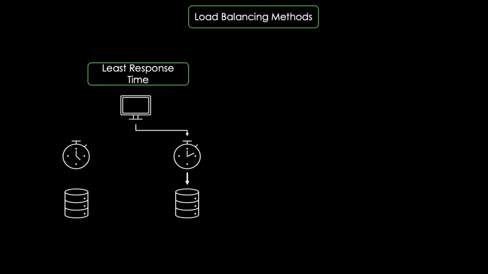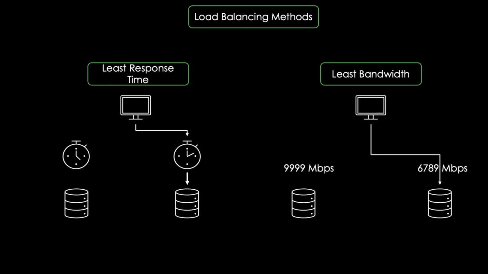Then we got the least response time method. This method routes the traffic to the server with the lowest number of active connections and the lowest average response time. And we got the least bandwidth method, which measures traffic in megabits per second and sends client requests to the server with the least Mbps traffic.